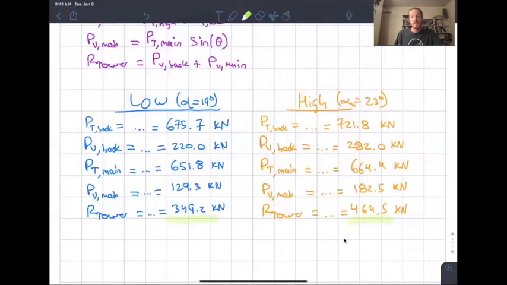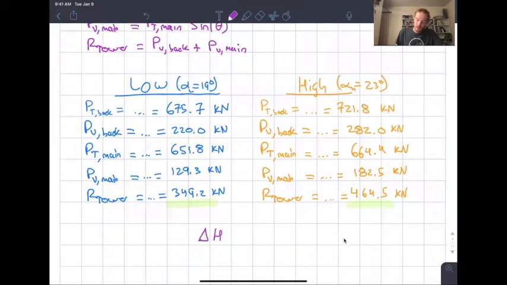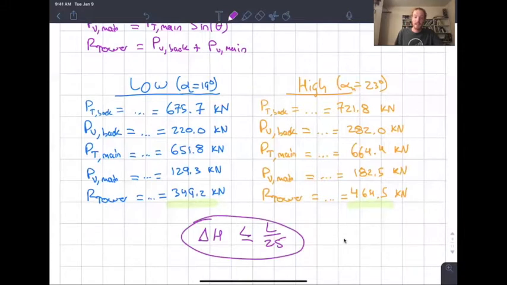So if we didn't have a limit on delta H, we'd come up with very different forces in our cables because we have really steep angles. So that's why we limit delta H. Remember what that is, right? Delta H has to be less than or equal to L over 25. And that's to just maintain control over our forces in our cables in addition to the steepness of the bridge. Those are two reasons why we have that relationship, or that design check there.